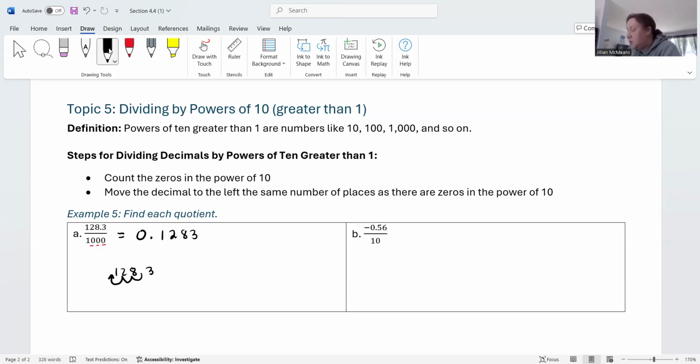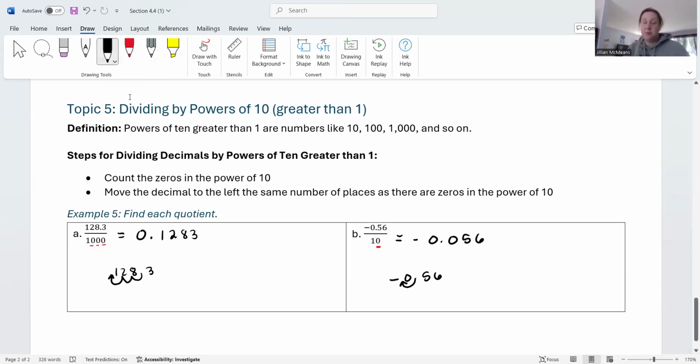Okay. Next, we have negative 0.56 divided by 10. Well, 10 has 1 zero in it, so that tells me I can move my decimal 1 time to the left. So we have negative 0.56. I can move my decimal once to the left, which makes this negative 0.056. So that is dividing by powers of 10.